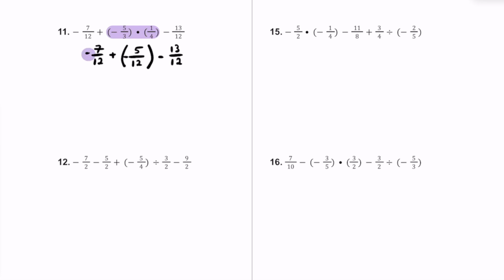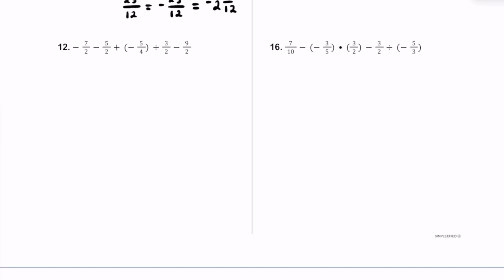We have addition and subtraction. Just go left to right here because they're equally important. -7 plus -5 is -12. So we have -12/12, which is really just -1. But for the sake of dealing with fractions, let's just leave it alone for now, since we have common denominators. And then -12 minus 13 is the same thing as -12 plus -13. So it's -25/12. And you can just write this as an improper fraction. Just move that negative to the middle as -25/12. Or you can write it as a mixed number and say it's -2 and 1/12.